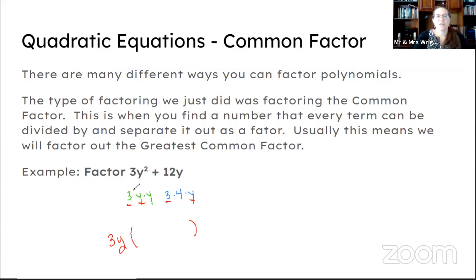So we're going to take out of these 3y. If we took a 3y out of both of these, what are we left with? Well, in this case, we're left with y. And then this term right here was positive, so we're going to have a positive term here, and we're left with 4. So our final answer is 3y times y plus 4. The first factor is 3y, and that was our GCF, our greatest common factor. And the second factor is y plus 4. So this is how you factor by finding the GCF, or the common factor, the greatest common factor.